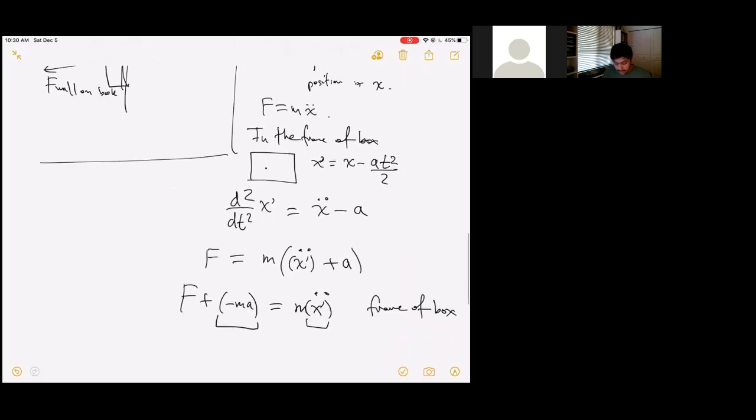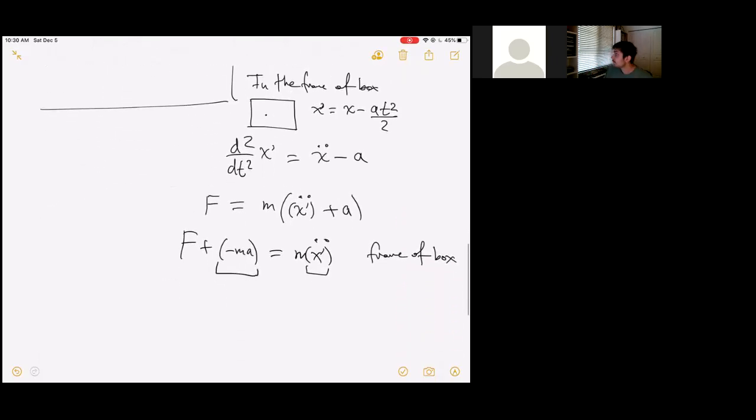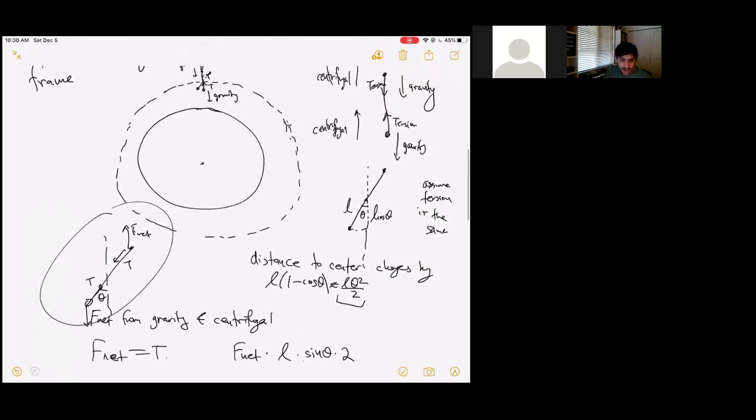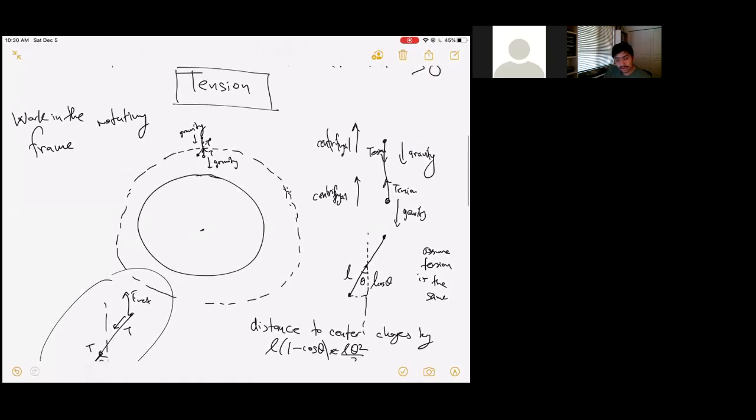Anyways, but I would suggest that you read the Morin Blue Book, chapter 10, which has a good exposition on fictitious forces. So if you're confused about them, you should read that. Okay, but besides that, are there any questions about the stability question?